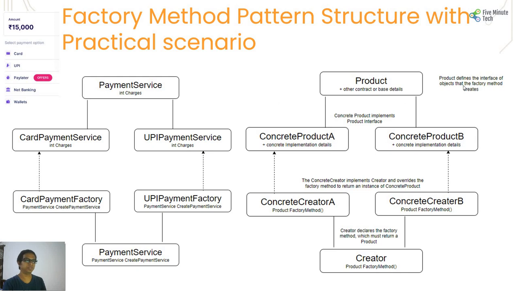So this is how it works. The product defines the interface of the object that the factory method creates. The concrete product implements the product interface. The concrete creator implements the creator and overrides the factory method to return an instance of the concrete product, and the creator declares the factory method which must return a product. So this is how the payment service is an example of how the factory method can be implemented. We will be talking about this in a complete demo.